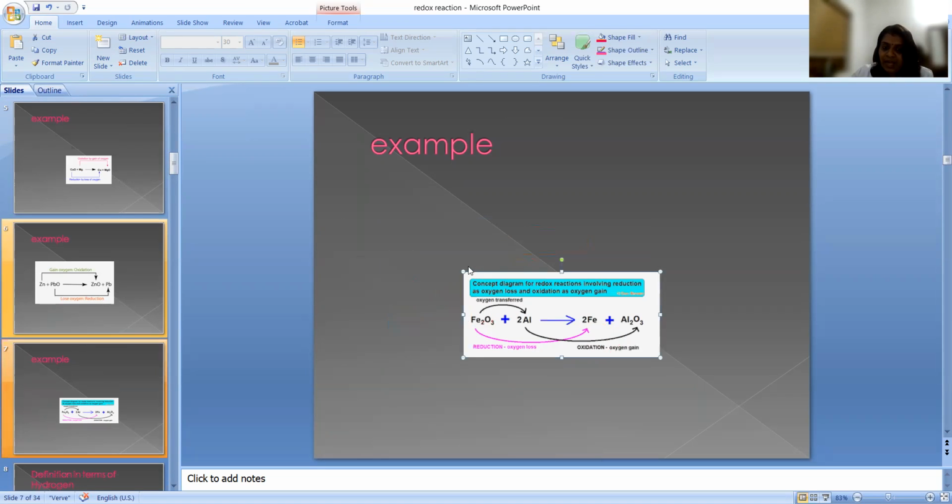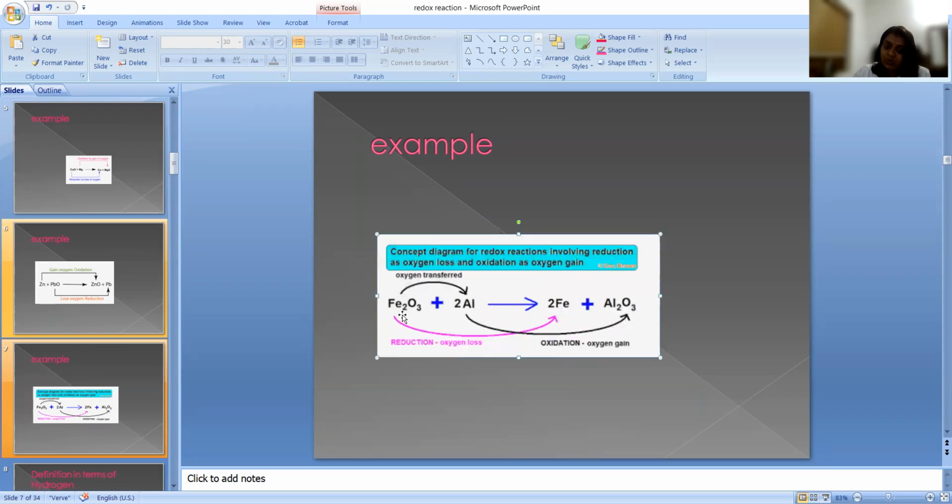Here, iron oxide is reacting with aluminium. Iron oxide is losing oxygen and converting into Fe, so it is reduction. Aluminium is gaining oxygen, so it is undergoing oxidation. Since iron oxide, Fe2O3, is undergoing reduction, it acts as an oxidizing agent. Aluminium, since it is undergoing oxidation, acts as a reducing agent.